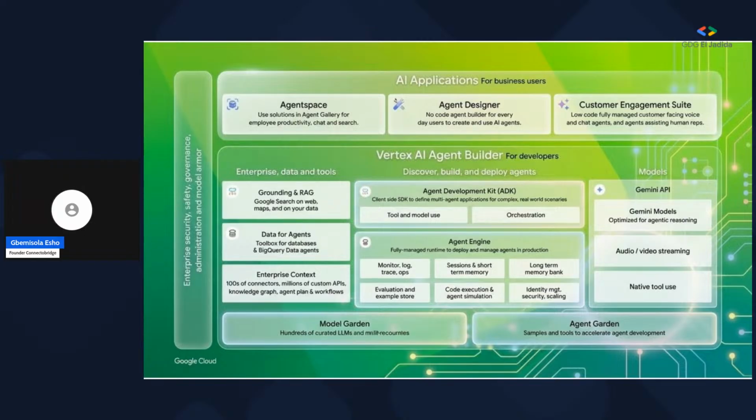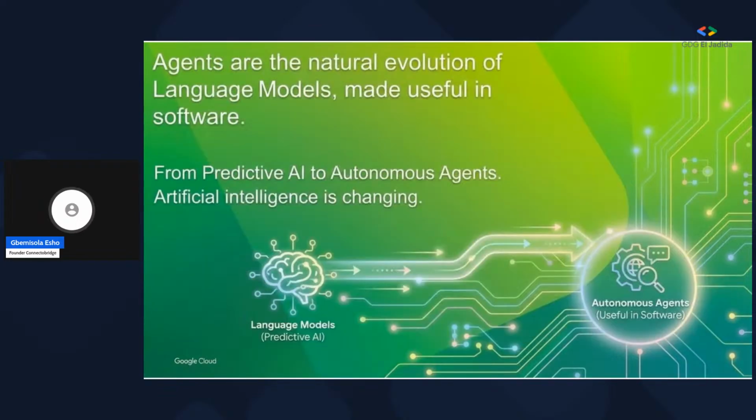So I'm presenting to you this slide that visualizes the AI application workflow. We have the agent space, the agent designer, and we have the customer engagement suite. In this place, we have the Vertex AI builder for developers. And in this space, you can see the different functions and the different flows of it. I'm going to share my slides with you so you'll be able to assimilate it easier than when we're on the call.